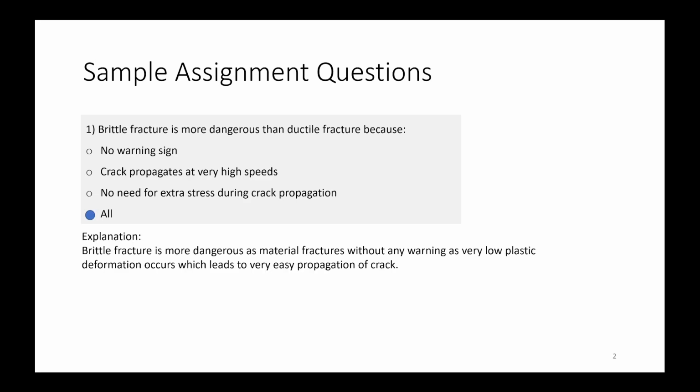Now in the case of brittle fracture, there is no plastic deformation or very low plastic deformation, which leads to very fast crack initiation and propagation at very high rates without requiring any higher stress, and this leads to no warning signs before the fracture of the material. So these are all the reasons for brittle fracture to be more dangerous.